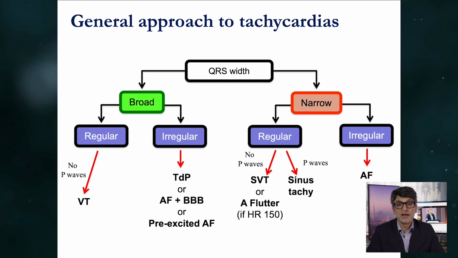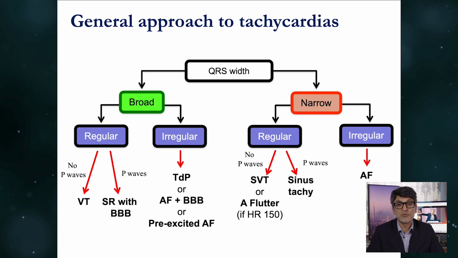Conversely, if you have a broad, complex, regular tachycardia in which you can see a P wave before every QRS, this is sinus tachycardia with some form of bundle branch block, be it left or right bundle branch block. So that's your algorithm for assessing someone with a tachyarrhythmia. You do it early on once you've established that the rate is above 100 beats a minute. The commonest cause in your practice will be a sinus tachycardia.